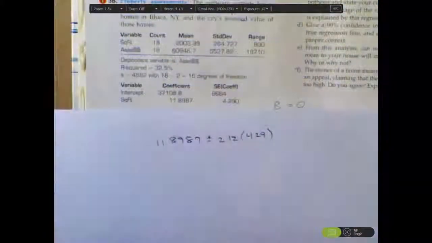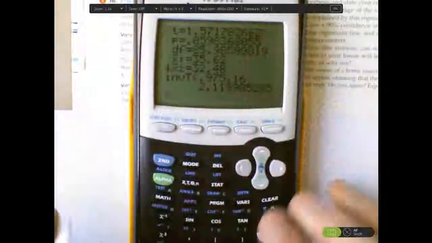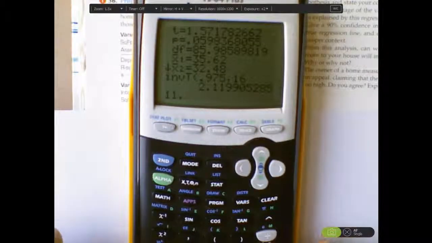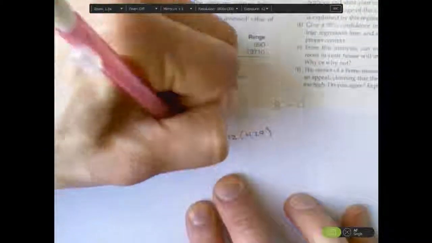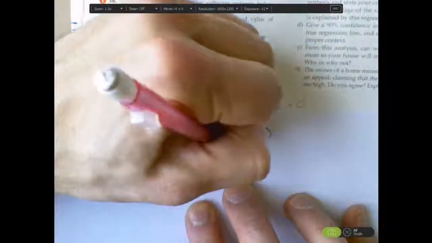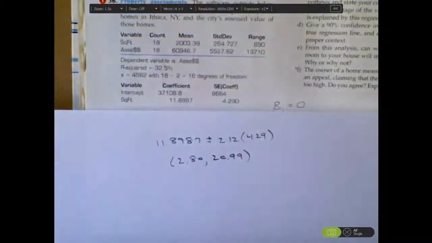So I'm actually going to have to calculate this out by hand. 11.8987 minus 2.12 times 4.29, and the opposite. So it looks like I have a confidence interval of 2.80 to 20.99. That's how I do a slope regression t interval and slope regression t test.